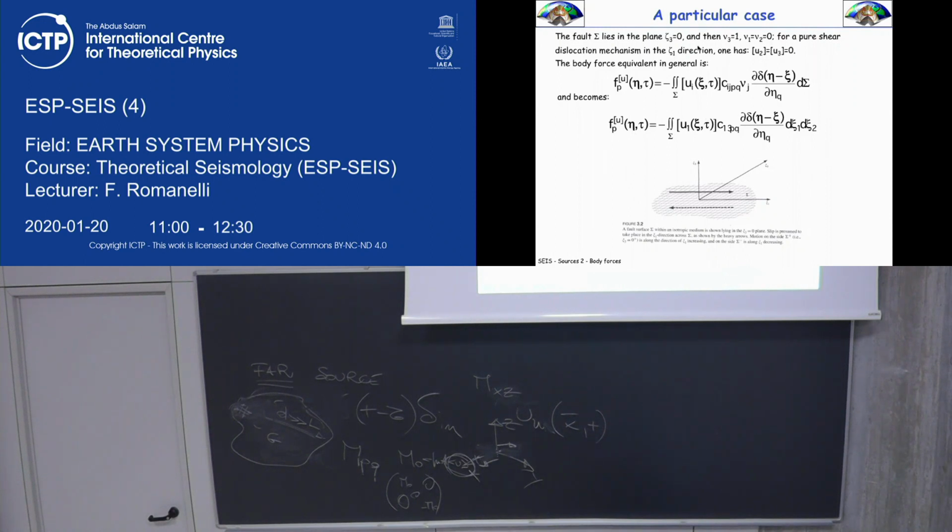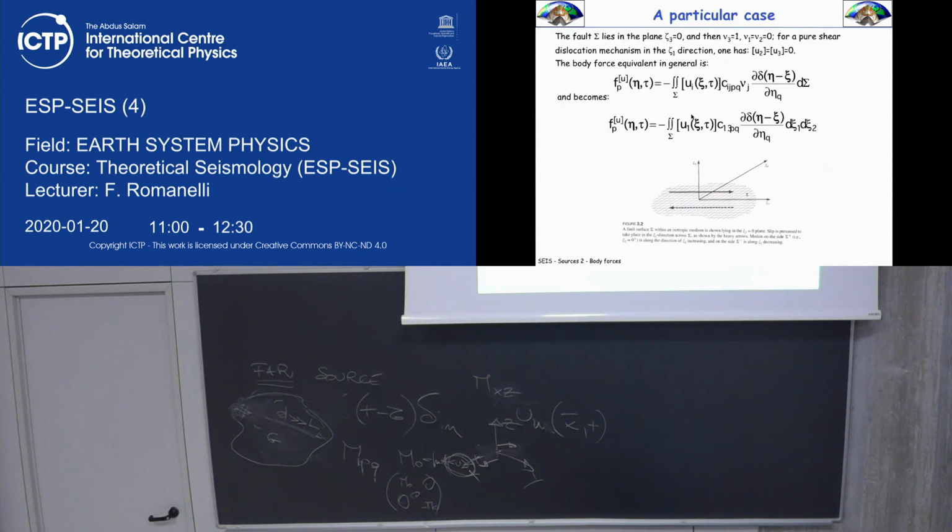So, the fault lies in the plane Z equals 0. Now my vector n is very specific because it's 0, 0, 1. It's always in the Z direction. In this case, it's called the Xi frame, but it's Z. Pure shear dislocation, and it's going to be in the X direction. So U is there.